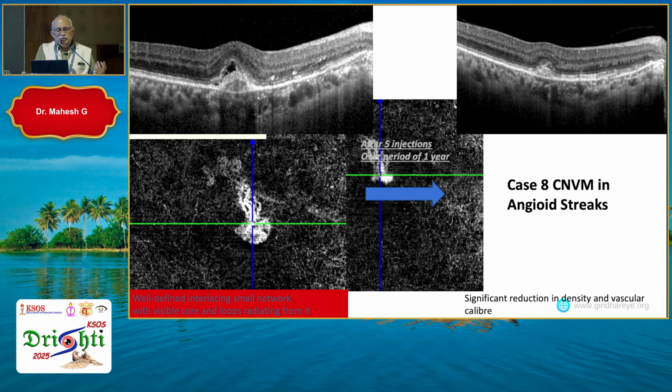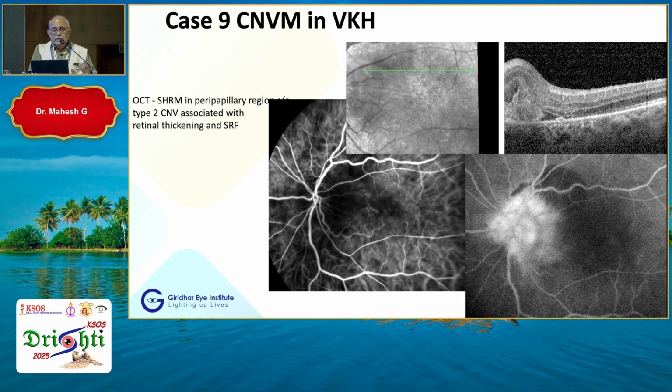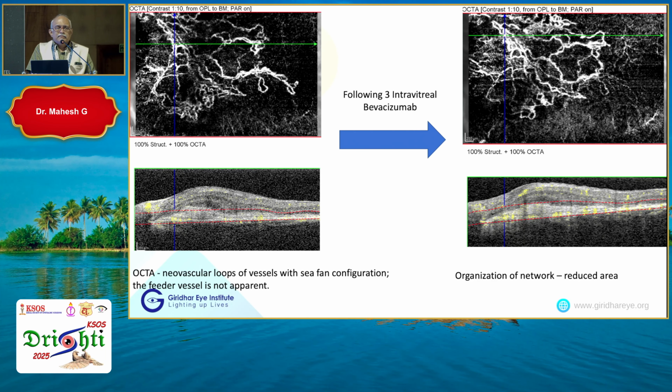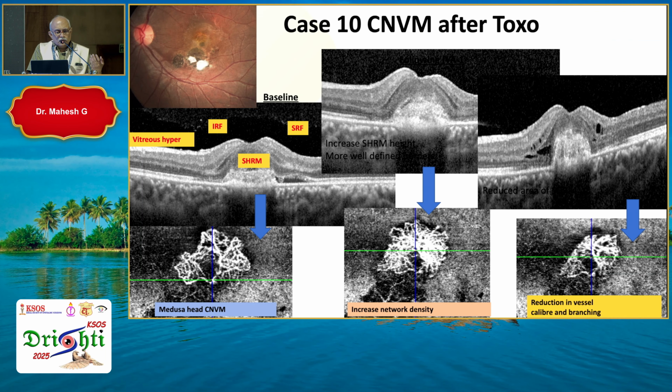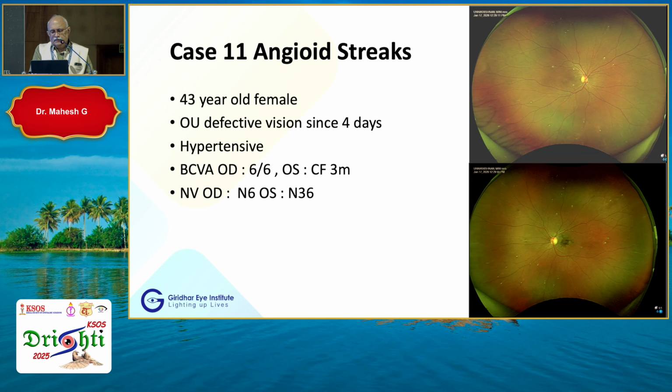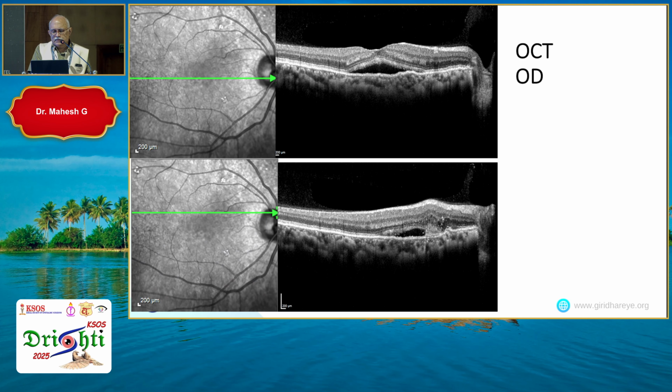This is in angioid streaks, a very useful investigation. In angioid streaks, you can get a nice specific type of network. VKH, these are all very, very rare things, but if you want to differentiate, if there is a hemorrhage, which we don't get in ordinary VKH, you can get that network here. In toxo, this is a very rare case, but when you see a hemorrhage in a toxo scar, there could be a neovascularization which can be confirmed by OCTA. So these are the types, angioid streak, and another angioid streak.